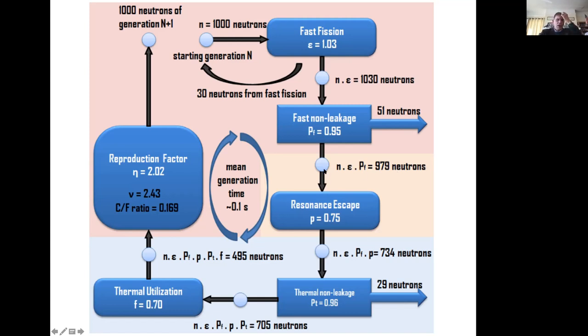979. Okay, now you have to make it through the resonance region. As it continues to slow down, you're going to pass through the region of these resonances here. But 25% of them at that point are going to be lost. And so you're going to be down to 734 neutrons here. Once you're into the thermal region, you also have the probability that some neutrons are going to be lost.